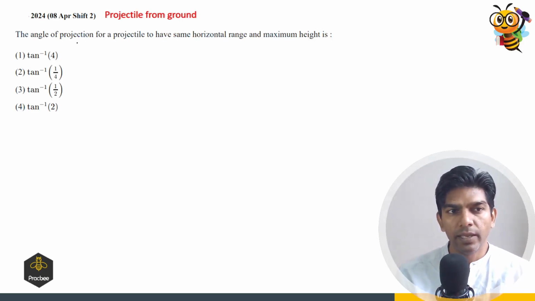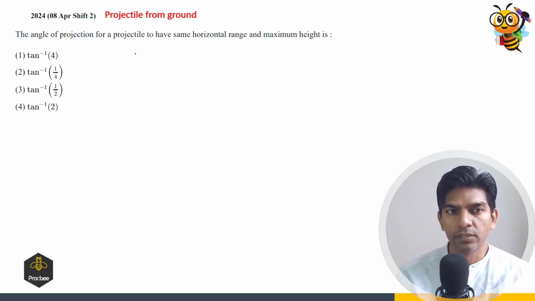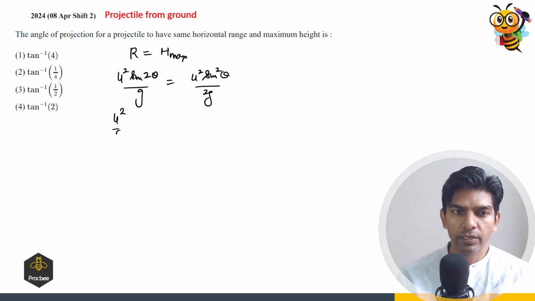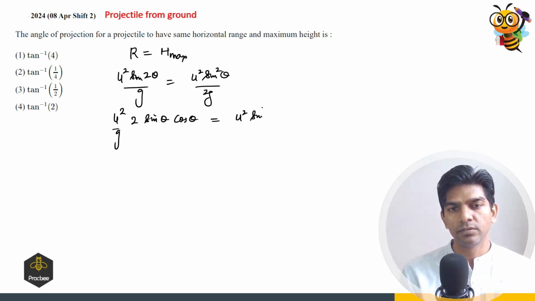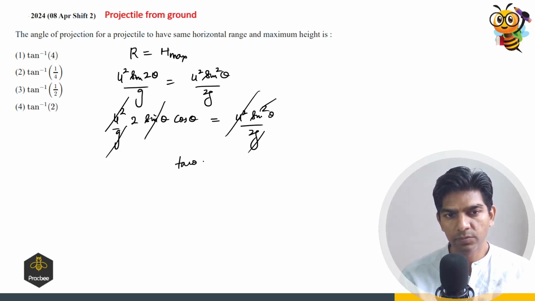Let us see this question. The angle of projection for a projectile to have same horizontal range and maximum height is? So range and maximum height are equal. Range is u square sine 2 theta by g, and h max is u square sine square theta by 2g. Sine 2 theta can be written as 2 sine theta cos theta, so it will be u square by g 2 sine theta cos theta is equal to u square sine square theta by 2g. So u square will get eliminated, g will get eliminated, 1 sine theta will get eliminated. So we can say tan theta comes out to be 4. So option 1 is the right answer.